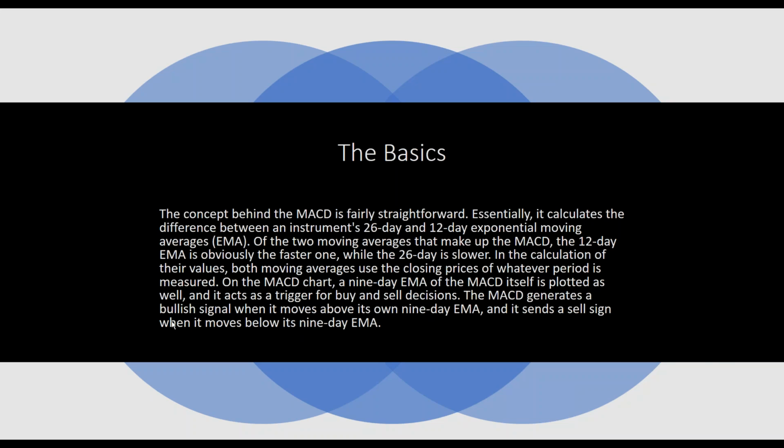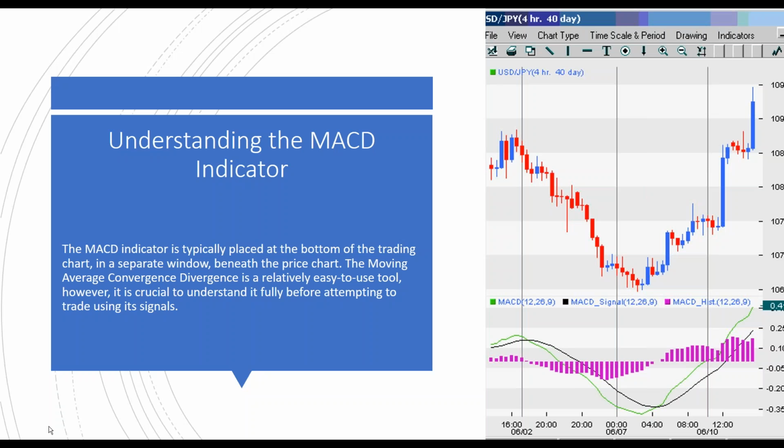Let me back up here a bit. The MACD is typically placed on the bottom of the trading chart in a separate window beneath the price chart. The moving average, convergence, divergence is a relatively easy to use tool. And that's the nicest thing about it.